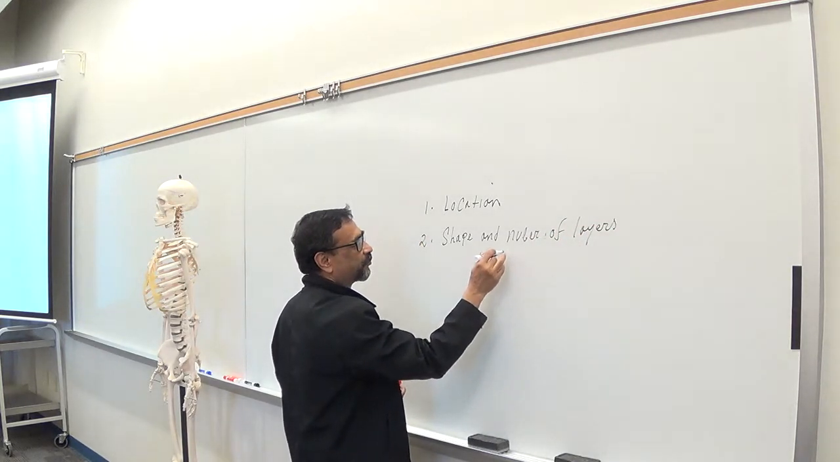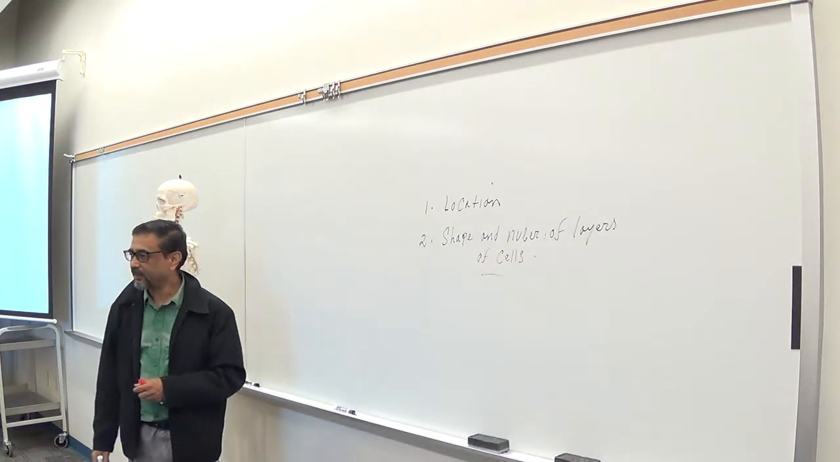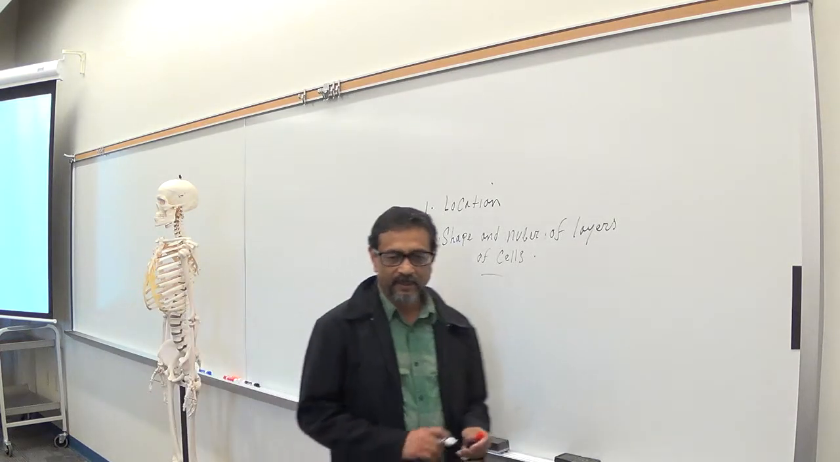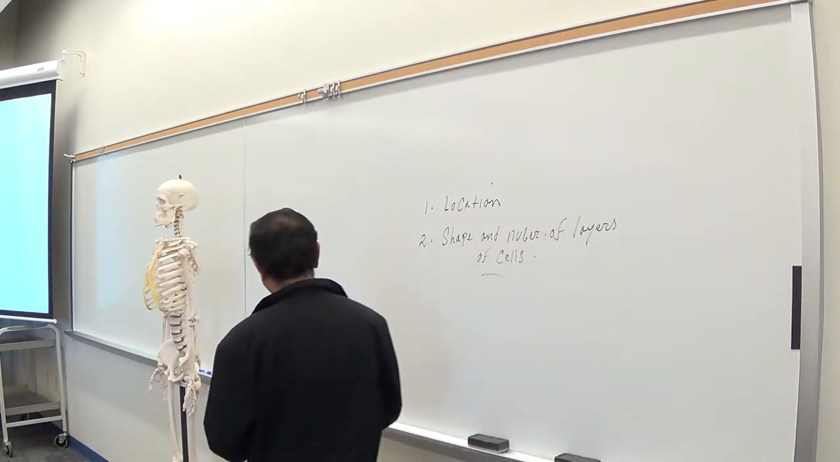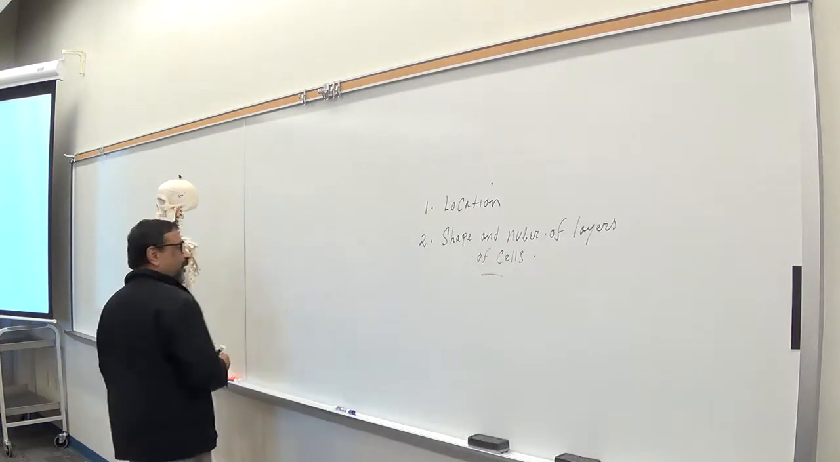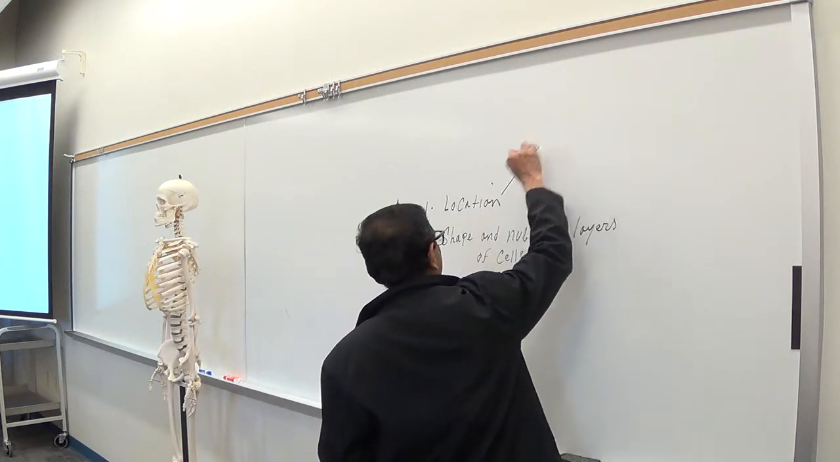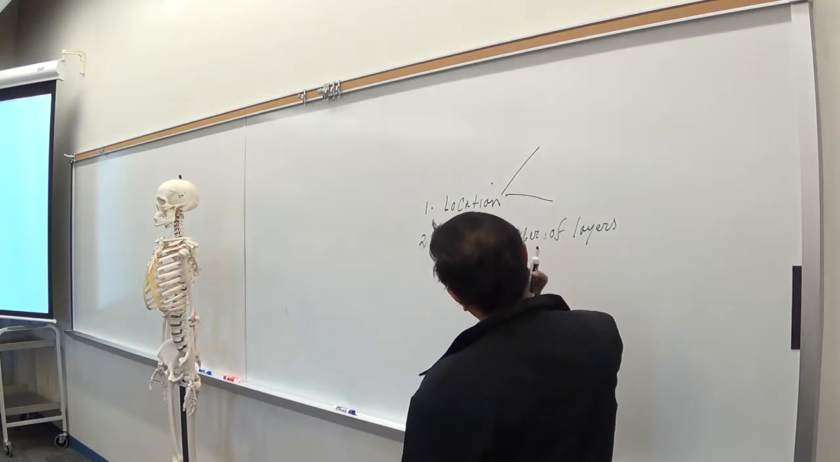Of the cells. So we look at the shape of the cells and number of the layer of the cells. First, by location, how we classify the epithelial tissue. By location, I have already mentioned to you where you will find the epithelial tissue. I just wrote a few minutes ago.